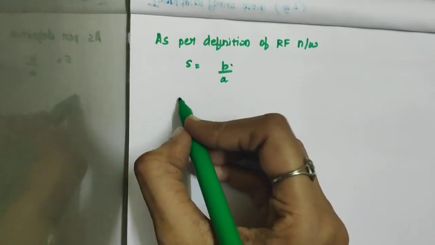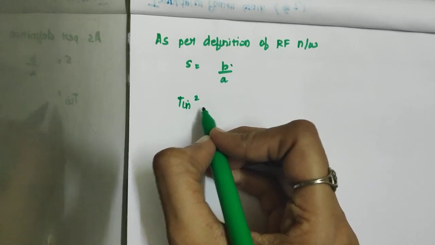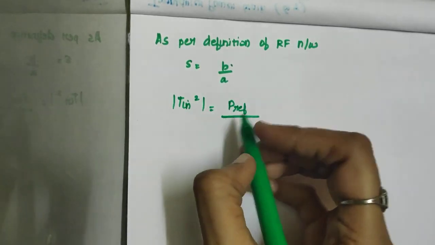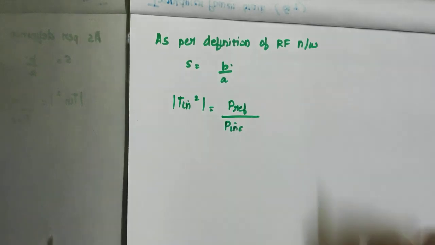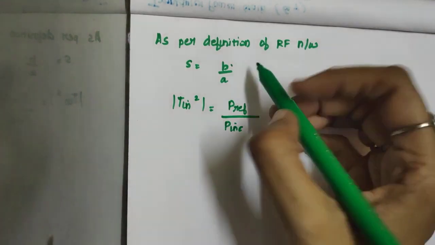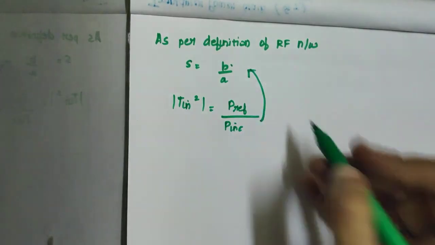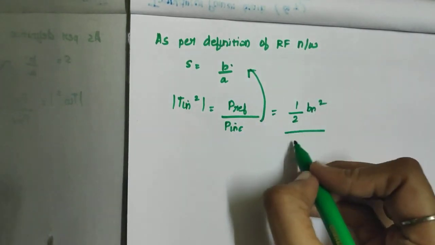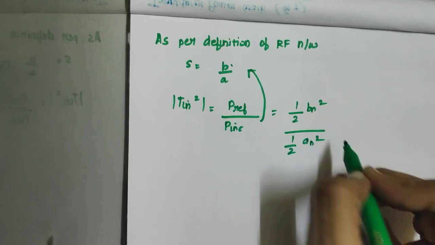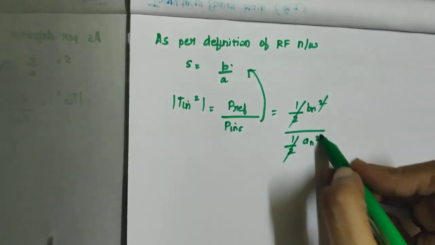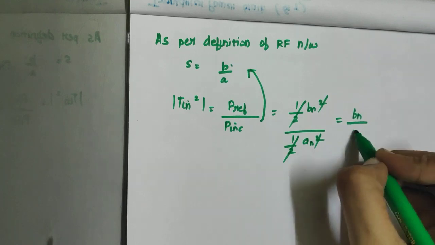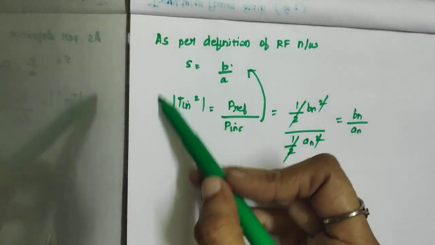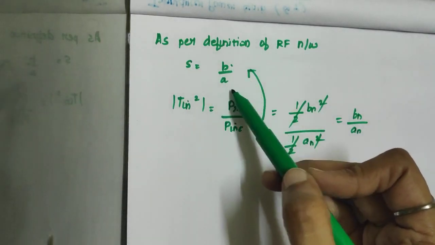Now similarly, as per the definition of RF networks, tau n square is defined as the ratio of reflected power to incident power. This holds true because this is actually equal to this. Reflected power might be half of Bn square, and incident power will be half of An square. When the half gets cancelled and the square gets cancelled, we get this back to be the same, Bn by An. So therefore, we can equate this formula to the same B by A.